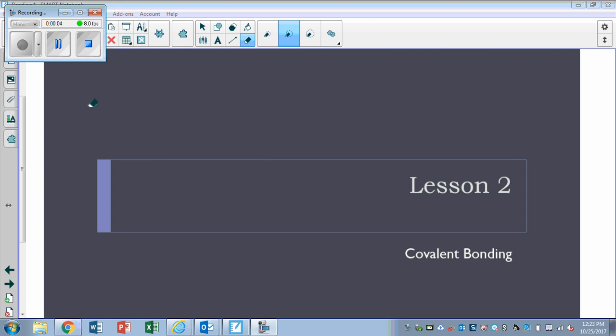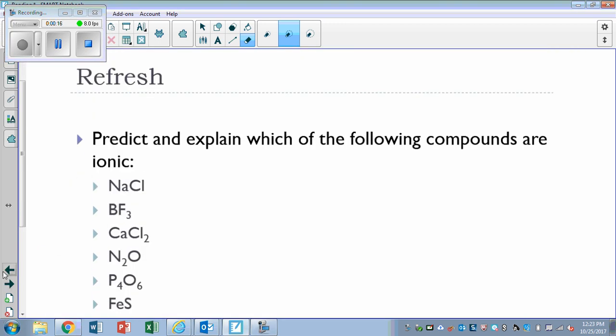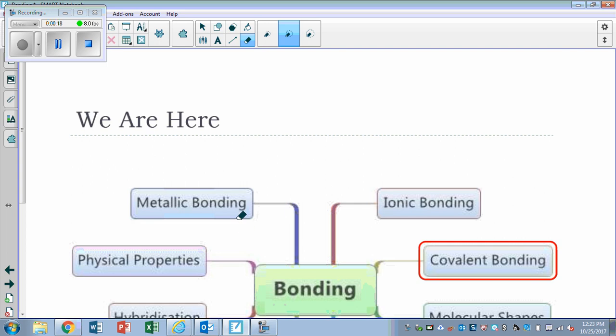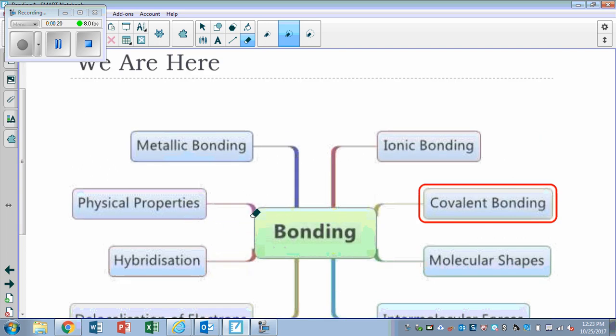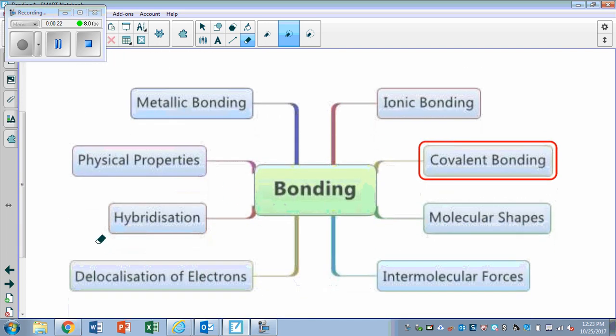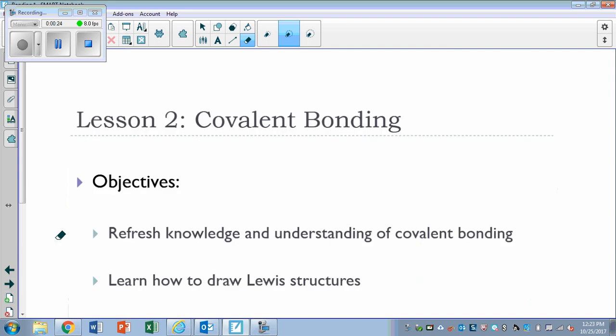Hi everybody. In this video we will talk about covalent compounds or covalent bonding. Covalent bonds are formed by sharing of electrons. Earlier we have learned about ionic compounds, which are formed between metals and non-metals. The next topic of our discussion in bonding is covalent bonding.